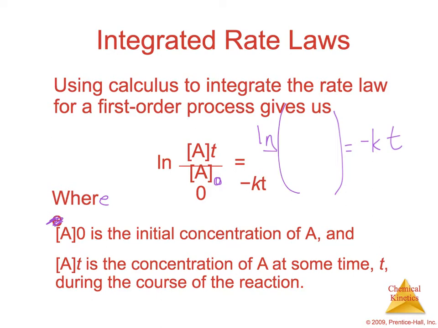So A with the subscript of 0, which is what you have on your paper, I think it's the second thing, is the initial concentration of A. It's the concentration that you start with, so you want to write that down. And A subscript t is the concentration of A at some time t during the course of the reaction. So you have two concentrations, one when it starts, that's this one, and one when you're measuring it, after some time has passed.